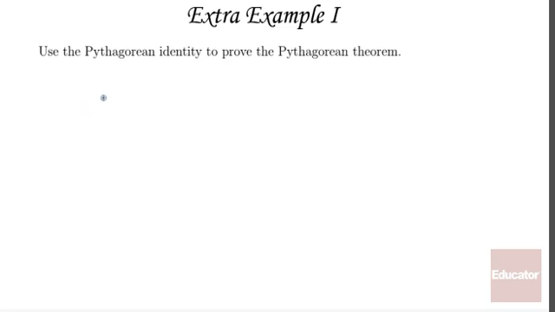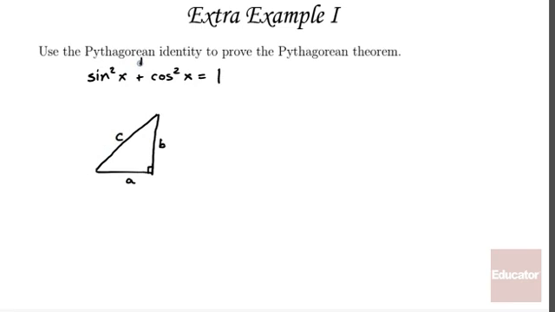So let's do that. Remember, the Pythagorean identity says that sine squared x plus cosine squared x is equal to 1. And the Pythagorean theorem, that's a theorem about right triangles. So let me set up a right triangle here. And I'll label the sides A, B, and C. Now I'm going to use my SOHCAHTOA.